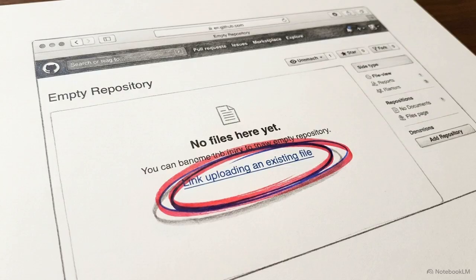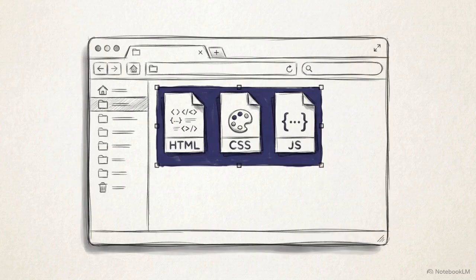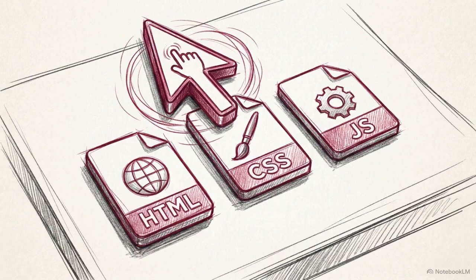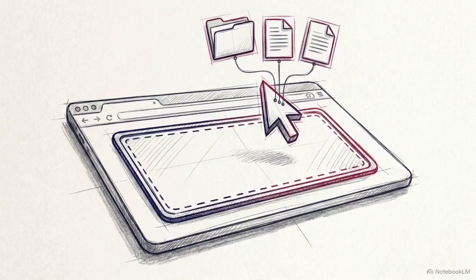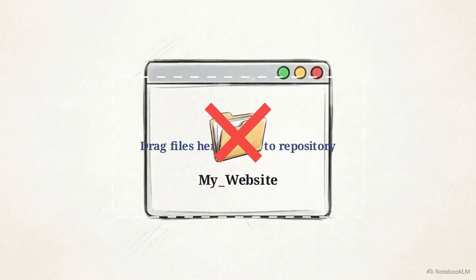Click Create Repository. On the next screen, click the link that says Uploading an existing file to open the manual upload interface. Open the project folder on your computer. Select the individual files inside the folder and drag those directly into the browser. Do not drag the parent folder itself, or your site will not load properly.